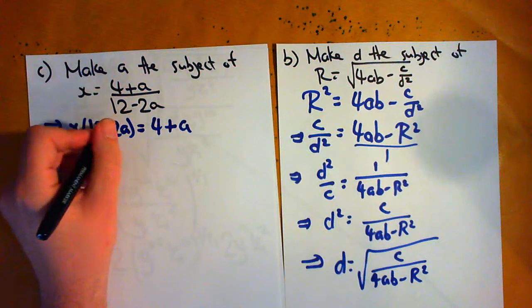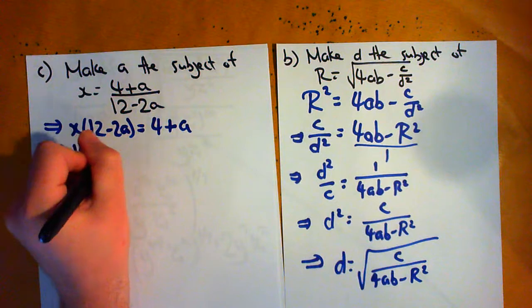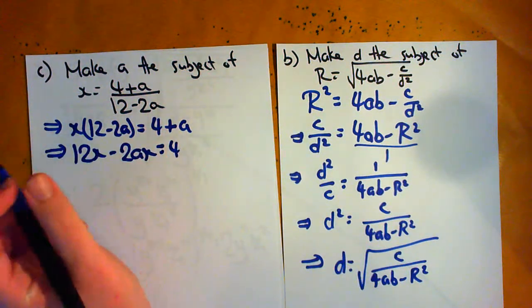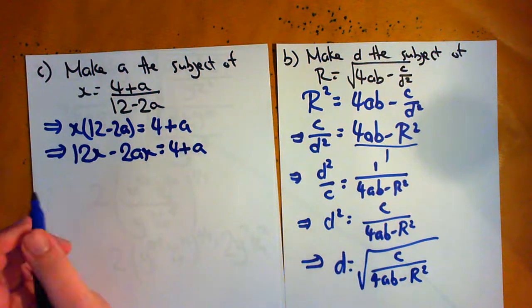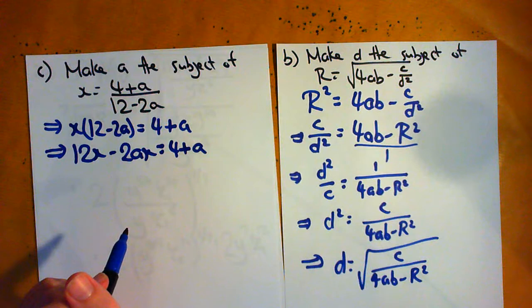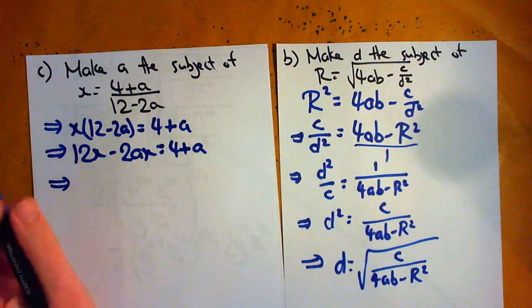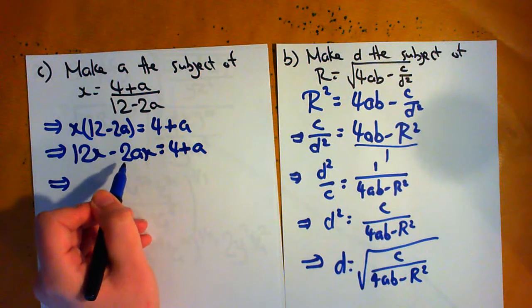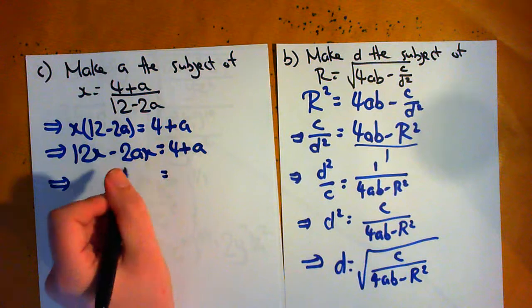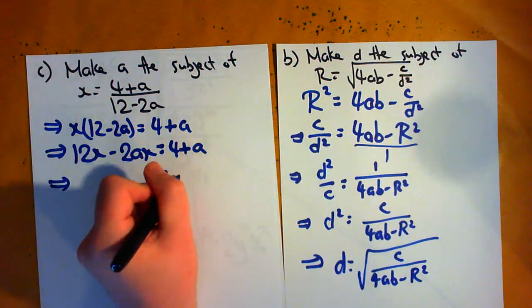And we can expand this out. We can multiply that x into the bracket, so we get 12x minus 2ax equals 4 plus a. And we're solving for a, so we want all of the a terms on one side, everything else to the other side. So what we'll do is bring the 4 to this side and the 2ax to that side, so that everything with an a in it is on the right hand side.